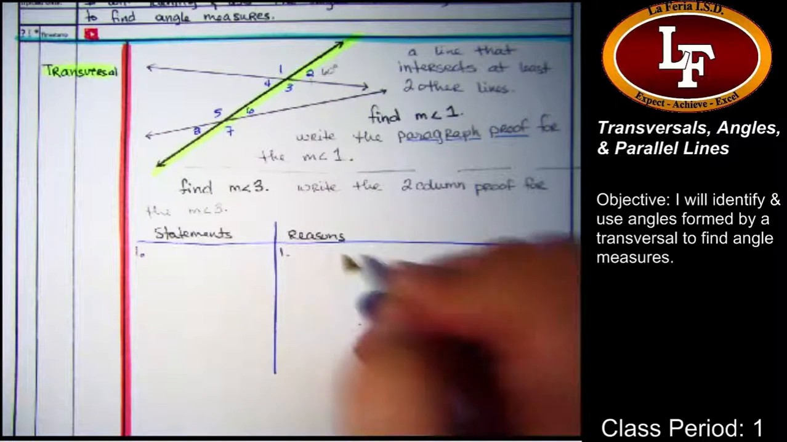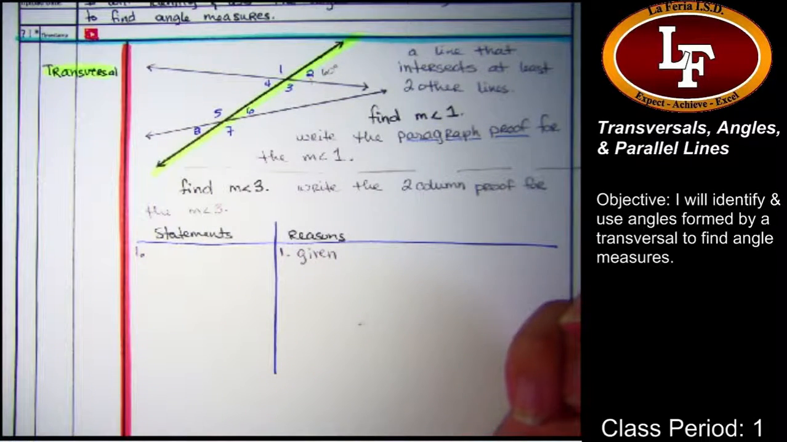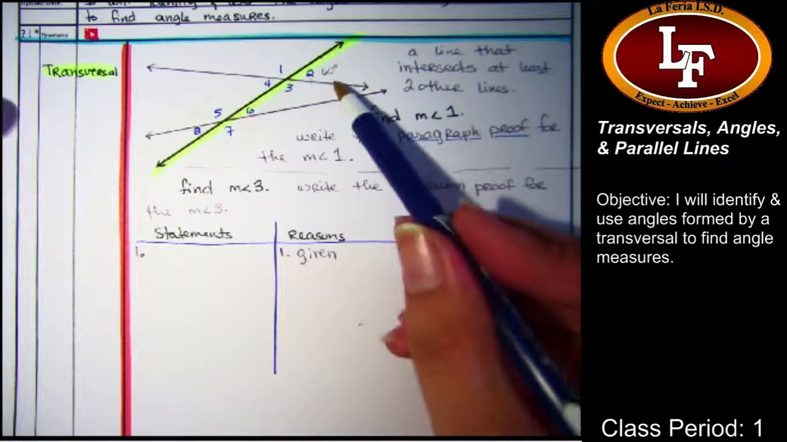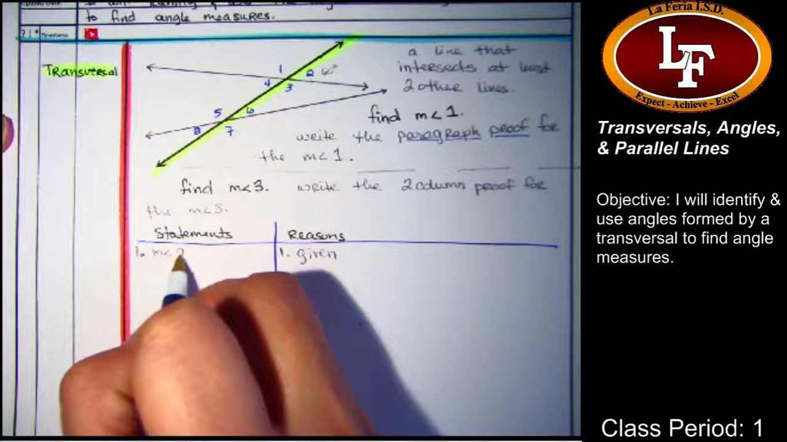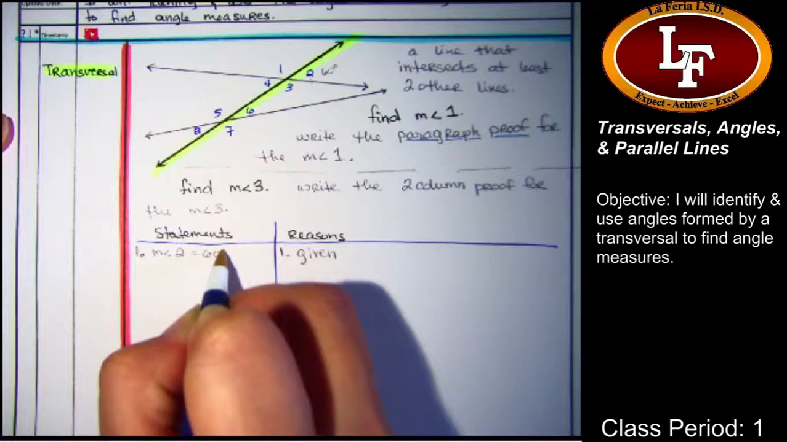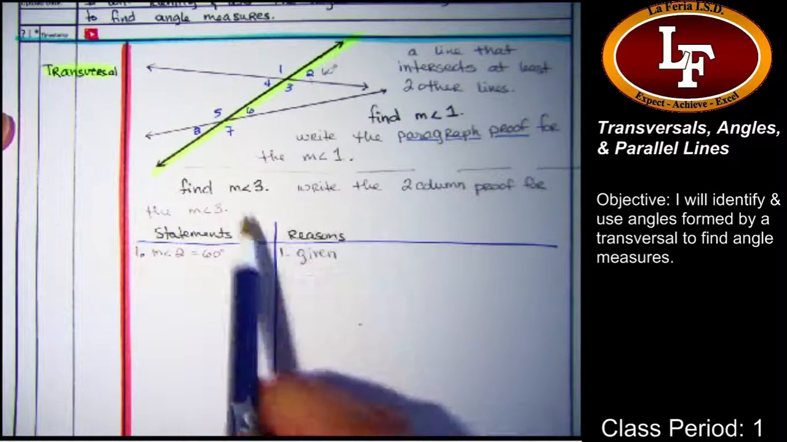From 1. We want to start with what's given. So the measure of angle 2 is 60. So the measure of angle 2 equals 60 degrees. And by the diagram, what else are we given? We're trying to get to the measure of angle 3.